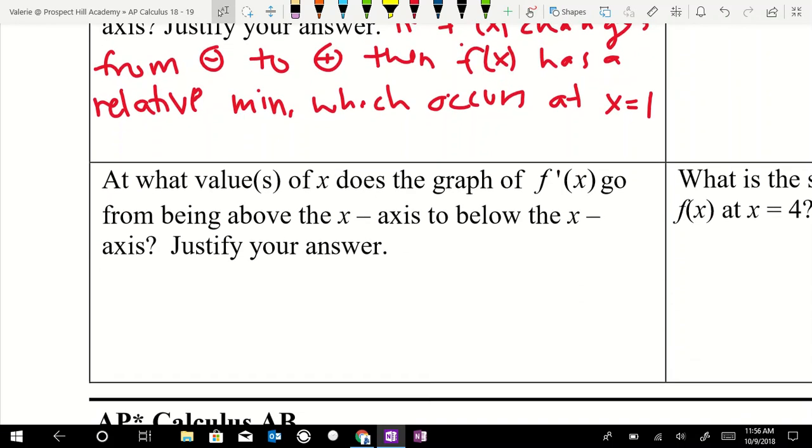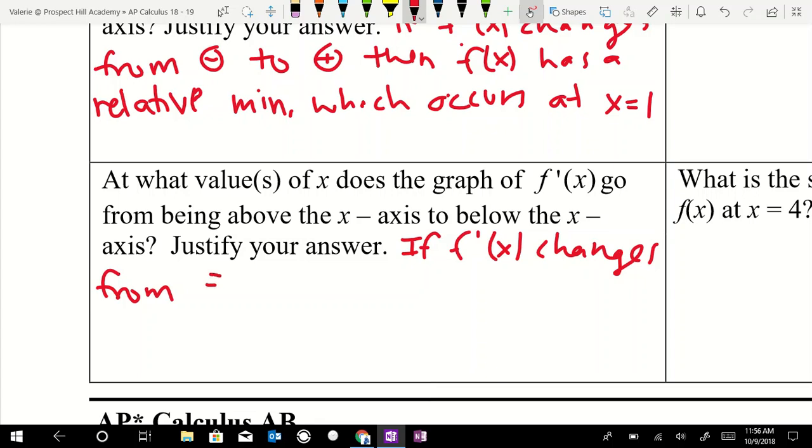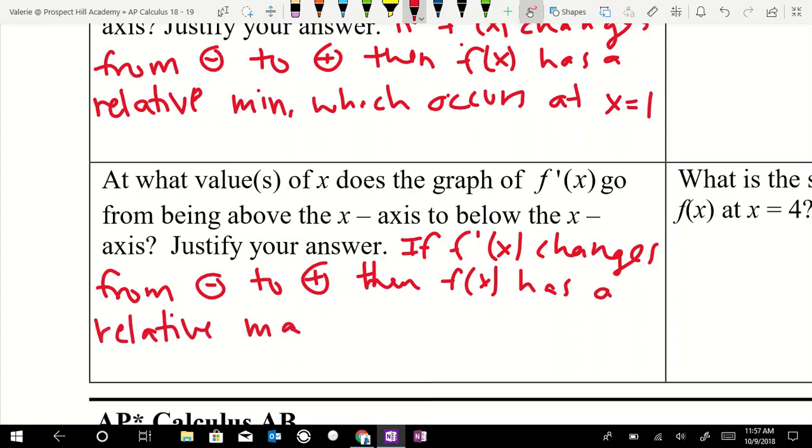And then last but not least, at what value of x does the graph of f prime of x go from being above the x-axis to below the x-axis? We'll start with justification. So if f prime of x changes from positive to negative, then f of x has a relative max, which occurs at x equals -4 and 5.